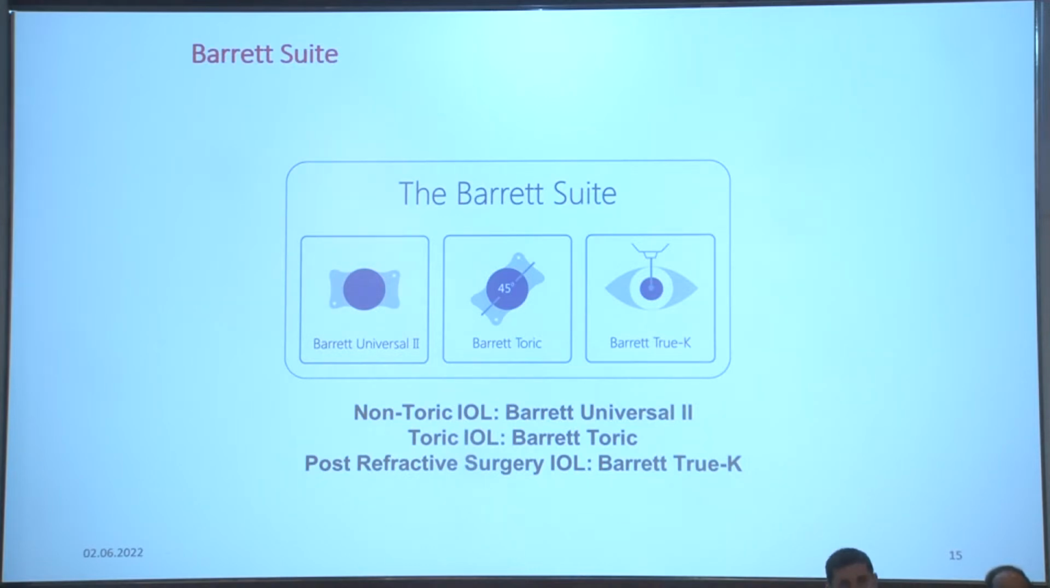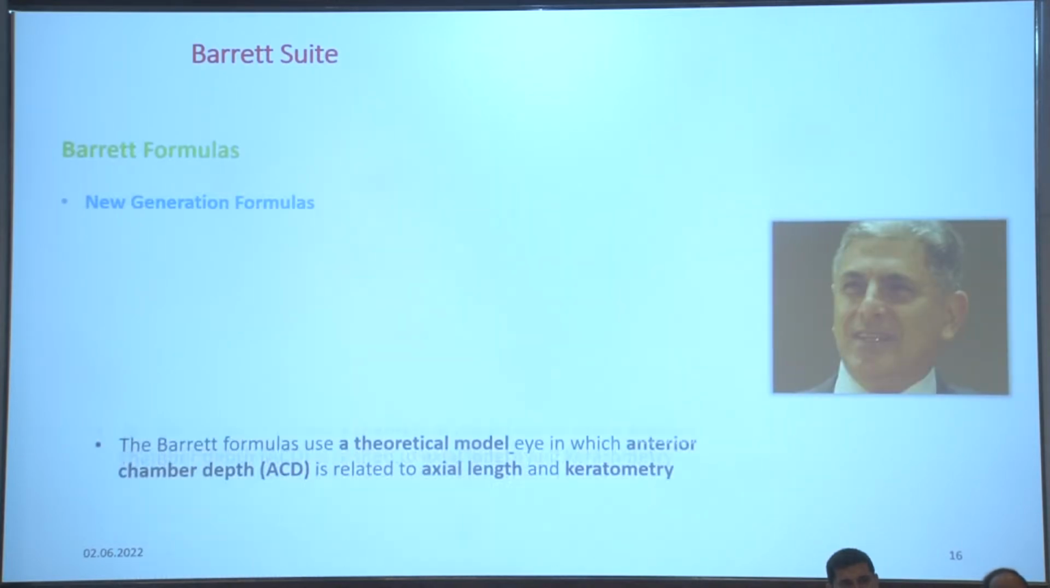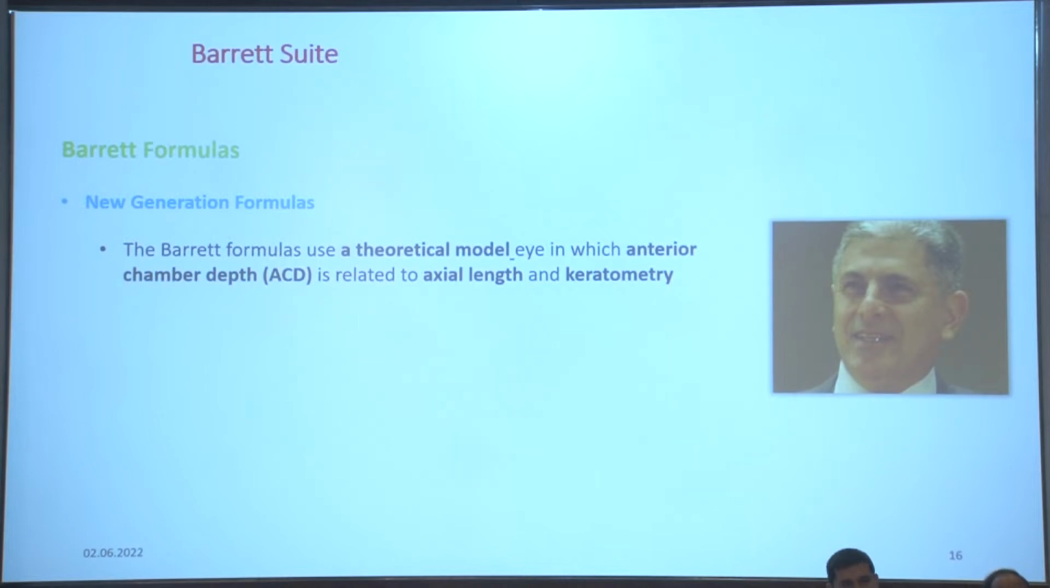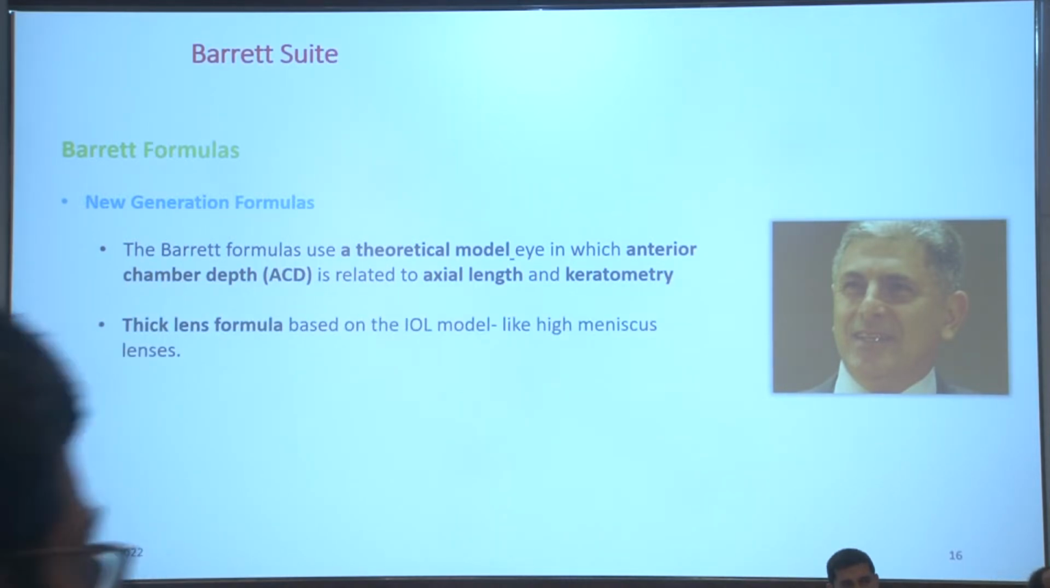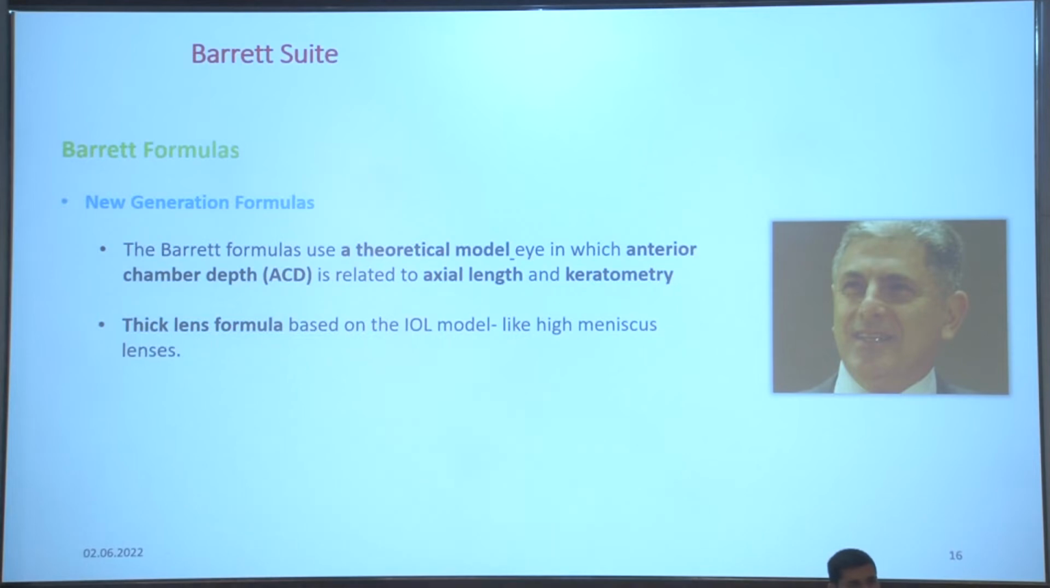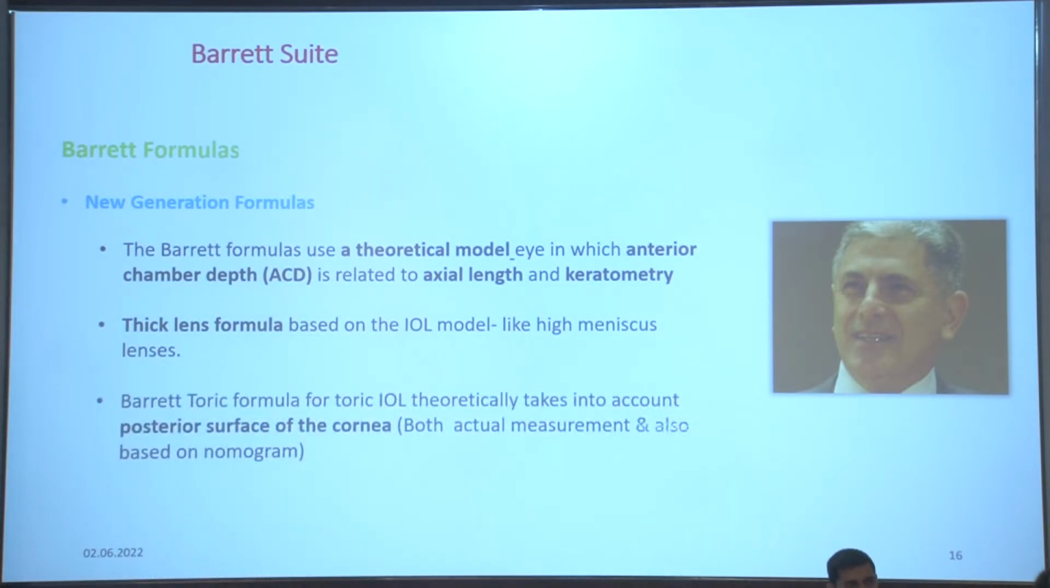It has a toric component, Barrett Toric, and for post-refractive surgery, Barrett True-K, which is available in the majority of optical biometers. It is a theoretical model generation formula. The most important thing is that it is a thick lens formula, so it is based on the IOL model, like high meniscus lenses. For the Barrett Toric formula, the toric IOL calculation theoretically takes account of the posterior surface of the cornea.